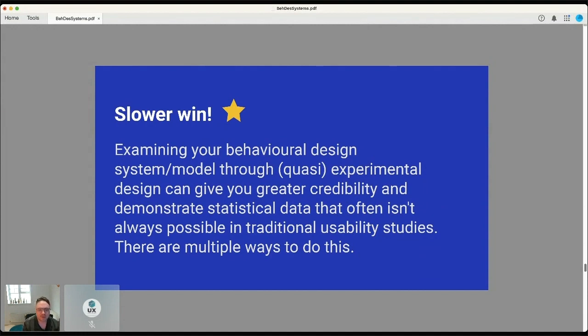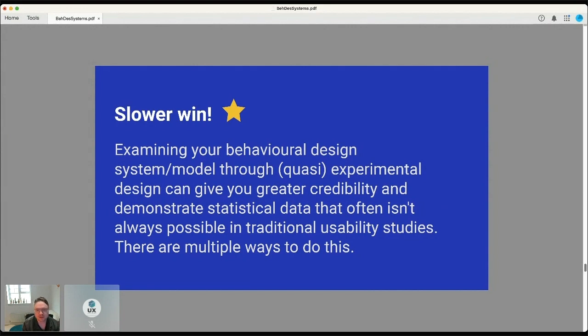So examining your behavioral design system, what you've done through quasi-experimental or just experimental design, can, not always, but can give you greater credibility and give you the statistical data you don't typically get out of a lab study. Again, this isn't always possible. It can be prohibitively expensive. There are other quicker ways to do it.